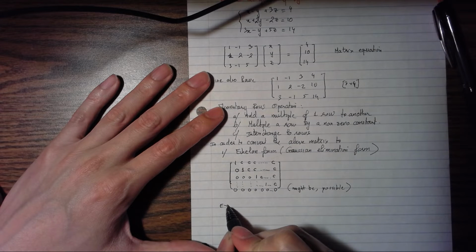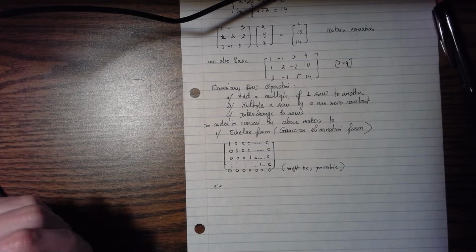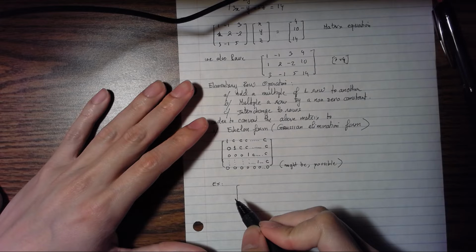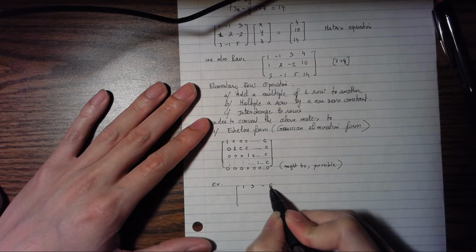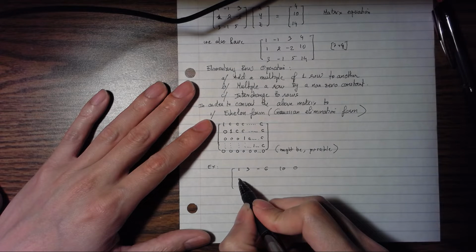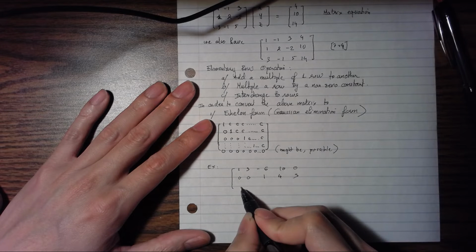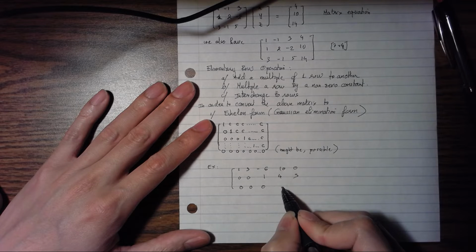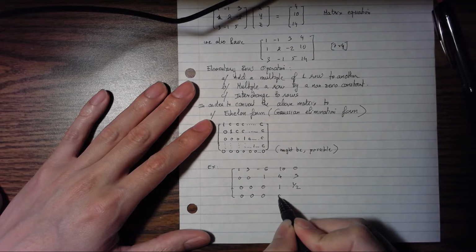For example, I have something like this. I have a 4 by 5 matrix: 1, 3, -6, 10, 0; 0, 0, 1, 4, 3; 0, 0, 0, 1, 1/2; and the last row is 0, 0, 0, 0, 0.